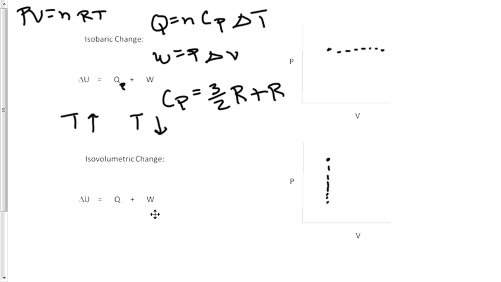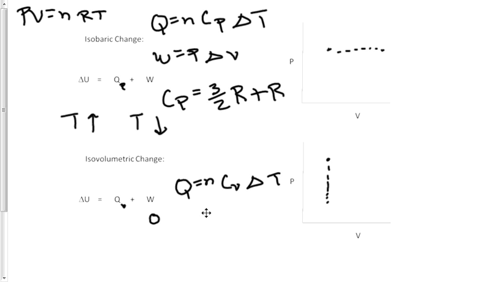Now here, work is going to equal 0, since there is no volume change, so there is no pressure volume work done. Therefore Q is going to be Q sub V, which means heat flow at constant volume. So therefore, the change in internal energy is going to equal heat flow at constant volume. So how do we calculate that? Well, that would be Q equals nCV delta T. So we use the molar heat capacity for constant volume.